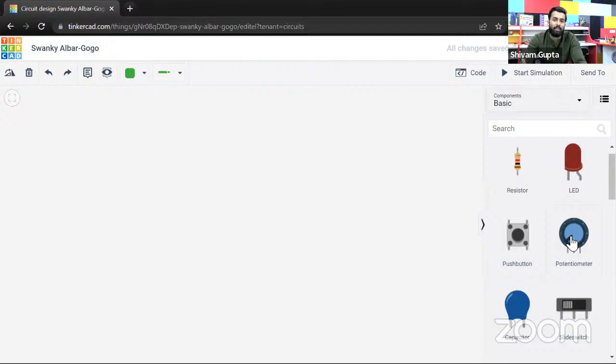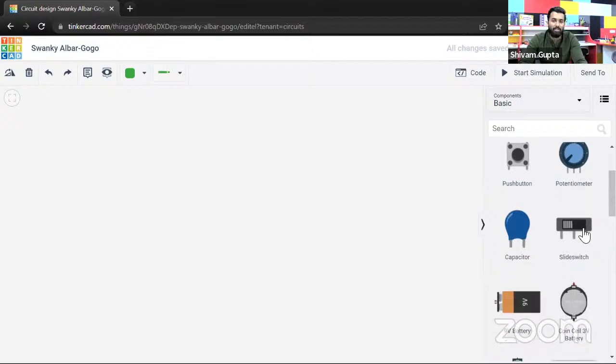Similarly, potentiometer. Potentiometer is something like in your music system, right? There is a knob. If you turn it clockwise, what happens? The volume of the music system increases. And if you rotate it anti-clockwise, the volume decreases, right? Or even in fans, the fan regulator. We can reduce or increase the speed of the fan. So the potentiometer is a similar electronic component.